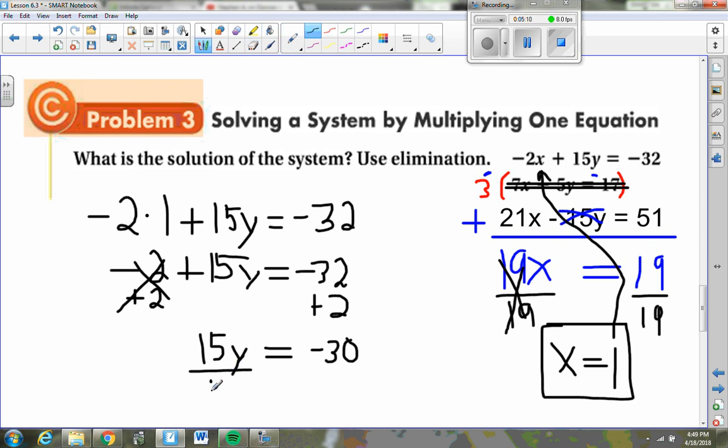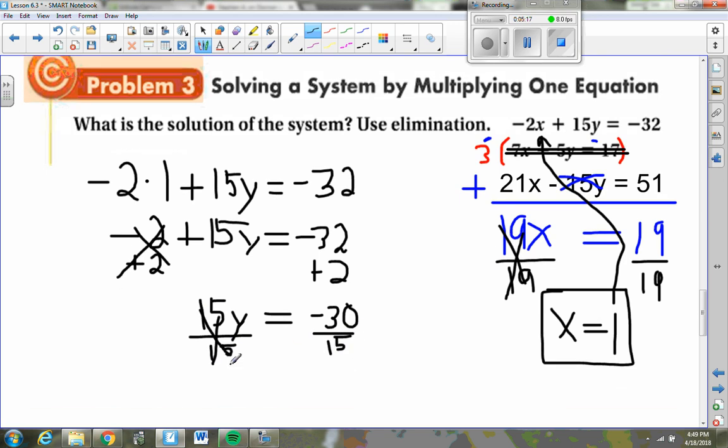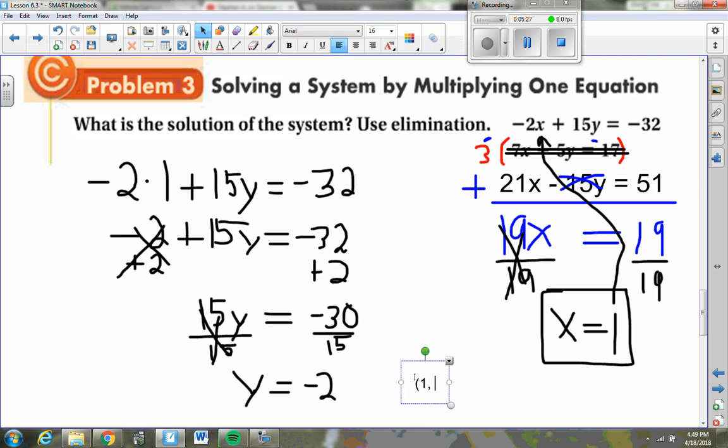So I divide this side by 15. That goes away. And I divide this side by 15. And I get that y is equal to negative 30 divided by 15, which is negative 2. So my final answer then, as a coordinate point, x was 1, comma, y is negative 2. And there's my final answer.